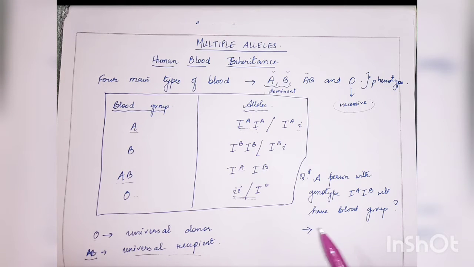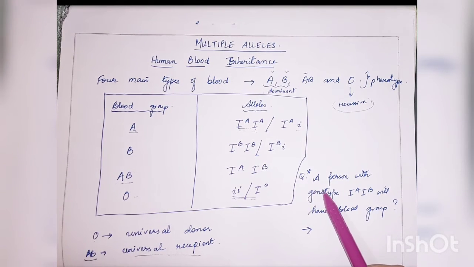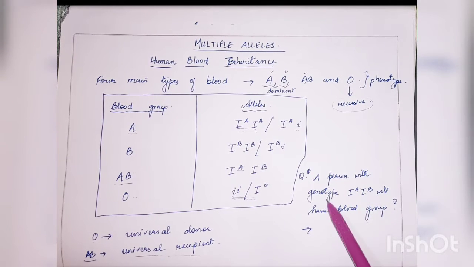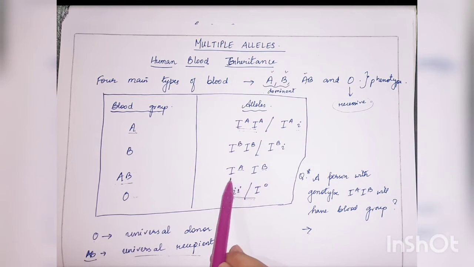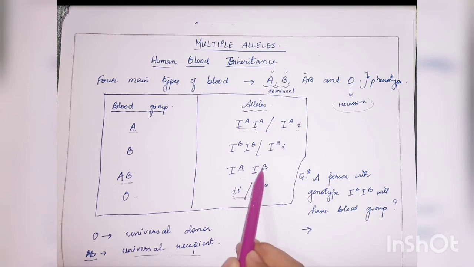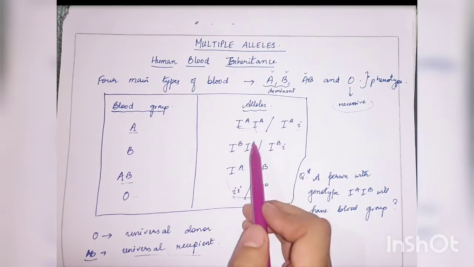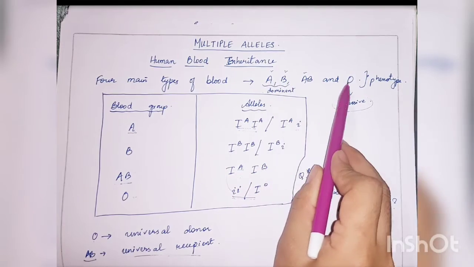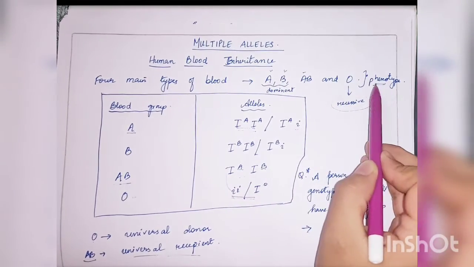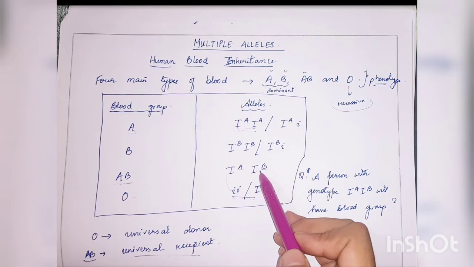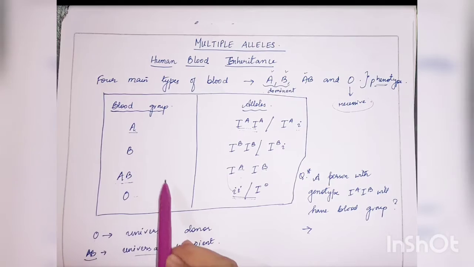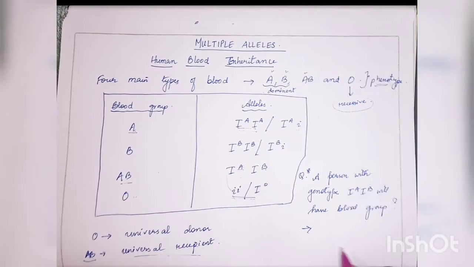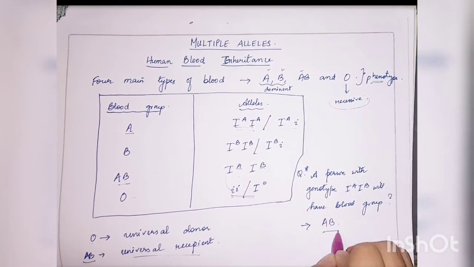Okay, now suppose there may be a question in the exam like this: a person with genotype IA IB will have blood group what? So when you see this IA and IB, where is it? Here, right? These are the genotypes, the genes, and the blood groups AB and O are the phenotypes, okay? And here the alleles are the genotype. So when the person has genotype IA IB, then the blood group will be AB.